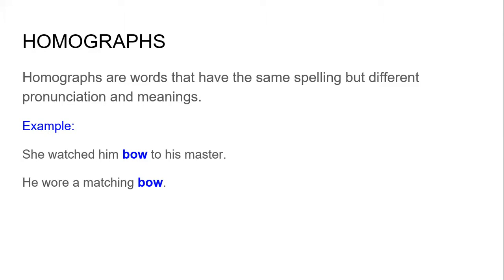The meanings are also different. In the first case, she watched him bow to his master. He bent down, he bowed. And in the second case, he wore a matching bow. Okay? A bow.